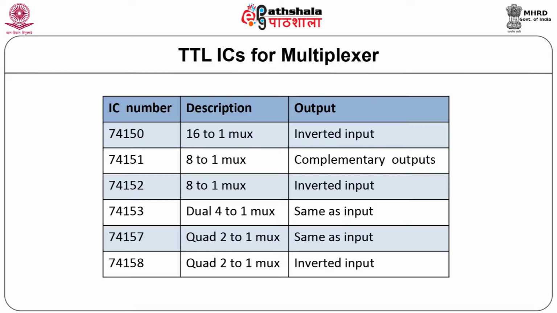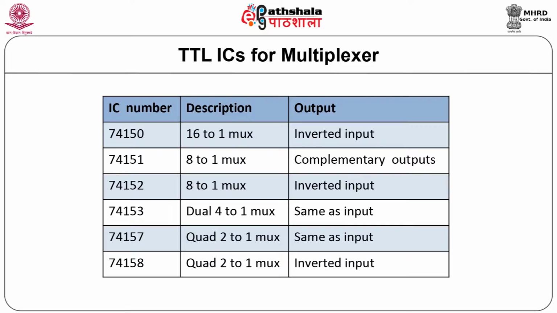Commercially, multiplexers are available in MSI IC form. The table indicates multiplexer IC numbers for TTL logic family. Let us now talk about these commercially available ICs. IC 74150, it is a 16 to 1 multiplexer and the output of this multiplexer is inverted input.